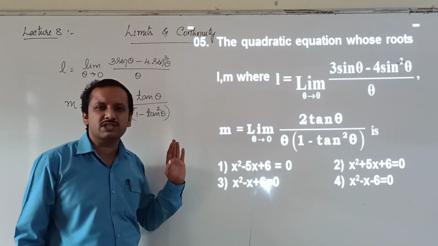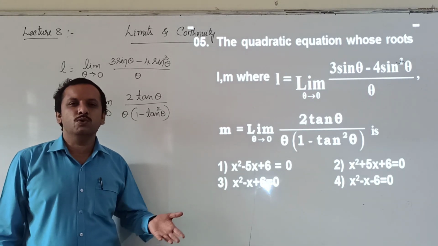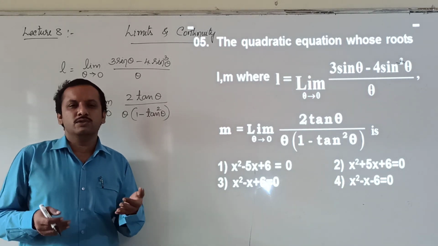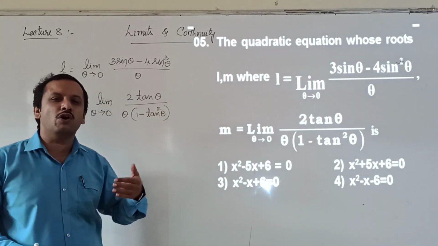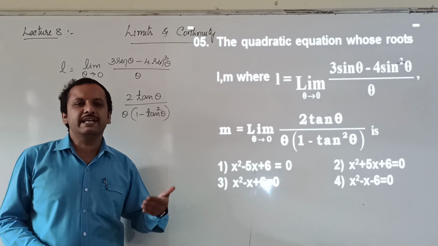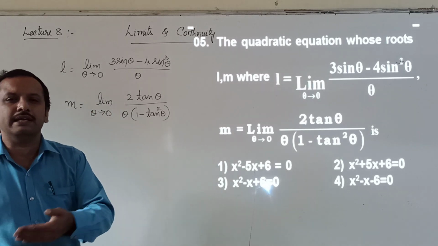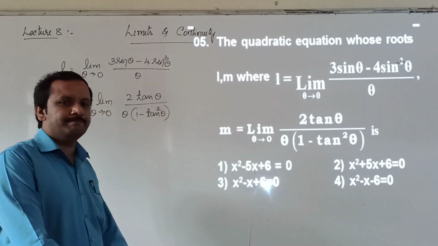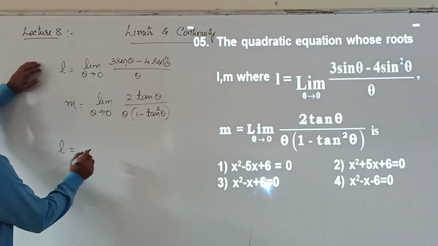Did you understand the question? So here we are asked to find a quadratic equation whose roots are L and M. But what are L and M? L and M are equal to this. So first you have to get the value of L and M. After getting the value of L and M, you form a quadratic equation having L and M as its roots. So now let me concentrate on the L.